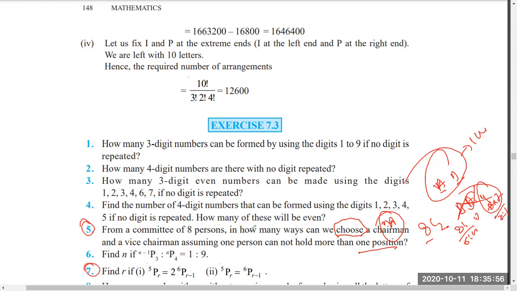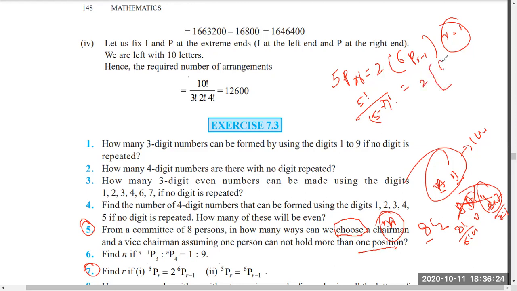Find r if 5Pr is equal to 2 times 6P(r minus 1). So they have given 5Pr is equal to 2 times 6P(r minus 1). You have to find r. Just use the basic formula. This is permutation, right? So nPr is n factorial by (n minus r) factorial. 5 factorial by (5 minus r) factorial is equal to 2 into 6 factorial by (6 minus (r minus 1)) factorial.